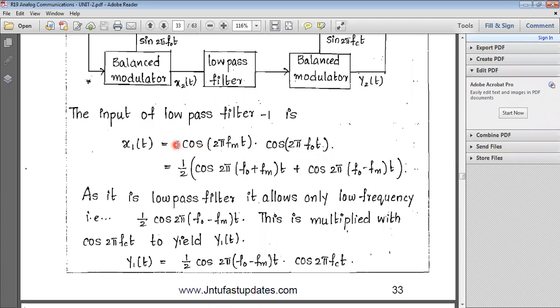Here we do not consider amplitudes. Otherwise, we can take amplitudes also. Already, what is the amplitude for a message signal? Am and Ac. In that situation also, there is no problem. But for simplification purposes, here we do not consider the amplitudes. So the signal becomes cos 2 pi fmt into cos 2 pi f naught t or fct. You can write it anyway. So according to cos A cos B, it becomes cos(A plus B) plus cos(A minus B) by 2.